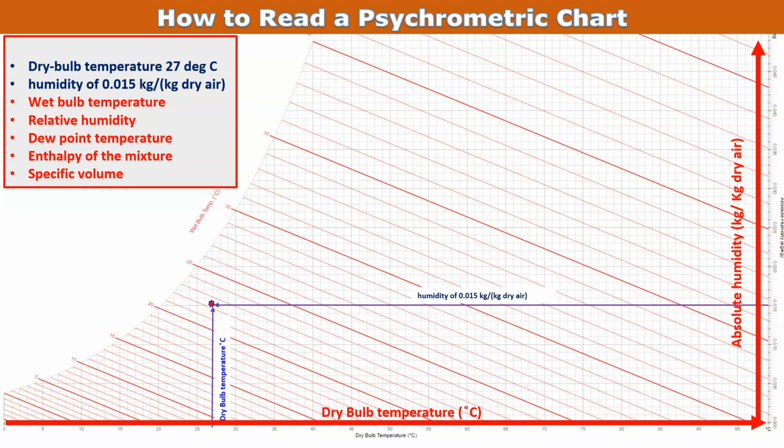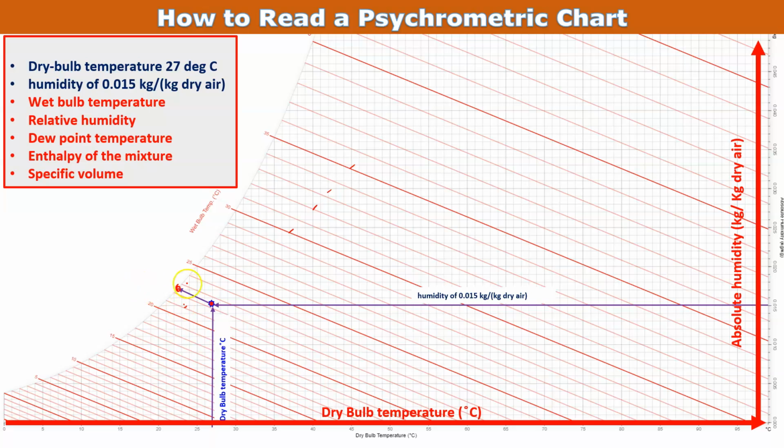Now first we are going to find the wet bulb temperature. Here each of these red lines represents wet bulb temperature. From here I'm going to draw a line parallel to this red line. So that will cut this curve line, and it will intersect here. That is nothing but the wet bulb temperature.